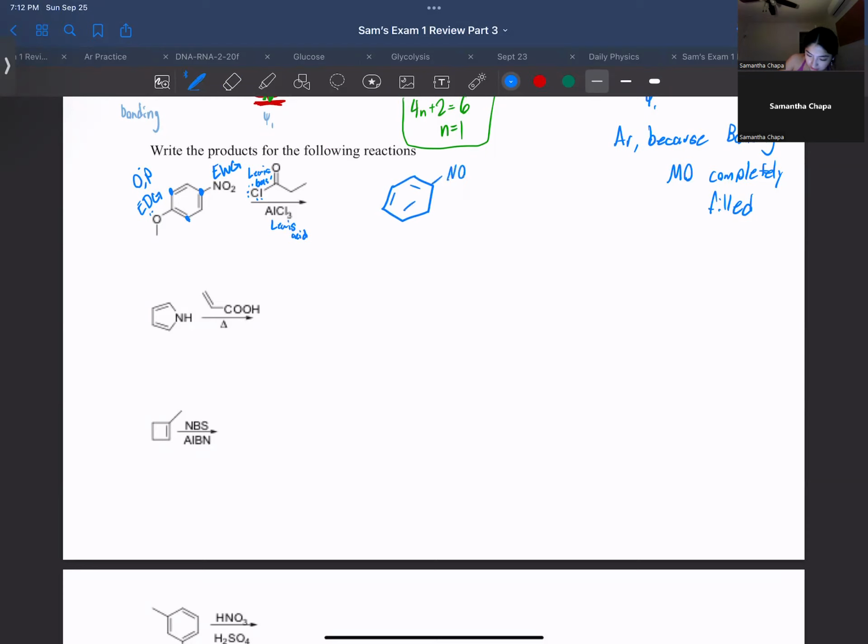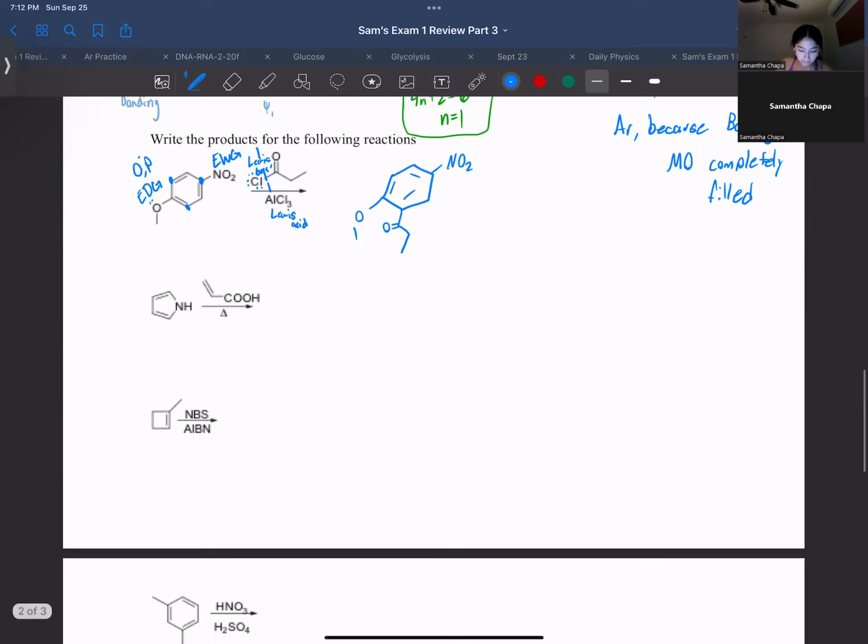Draw everything the same. And we're only going to write one product, with the new substituent coming off the benzene. And that's what it will look like. So just notice that we're basically cutting the chlorine off and attaching it to a benzene ring. This is like the easiest way to look at it.